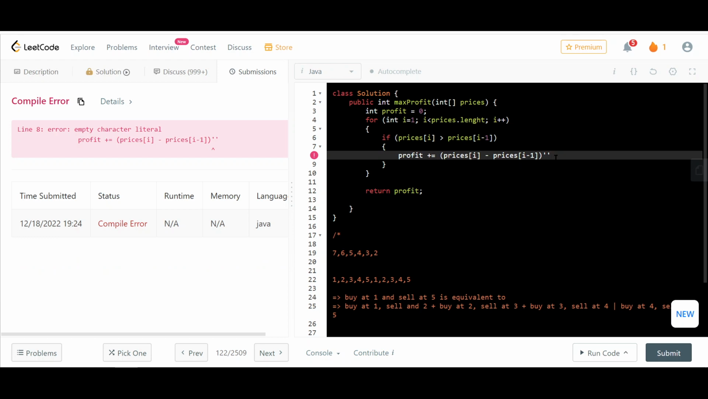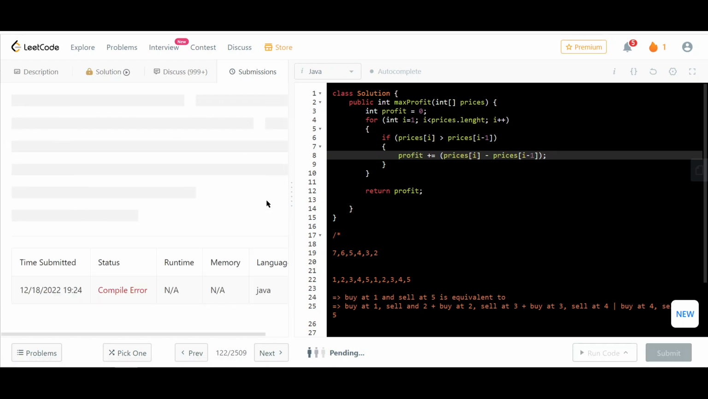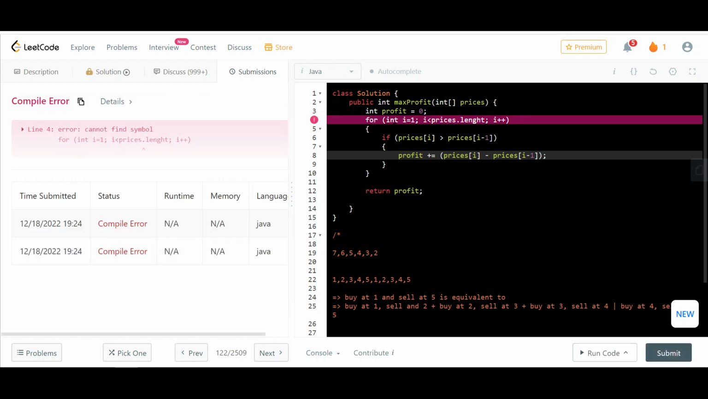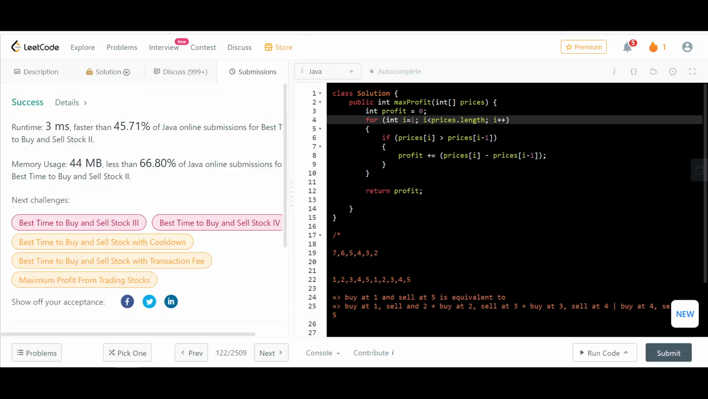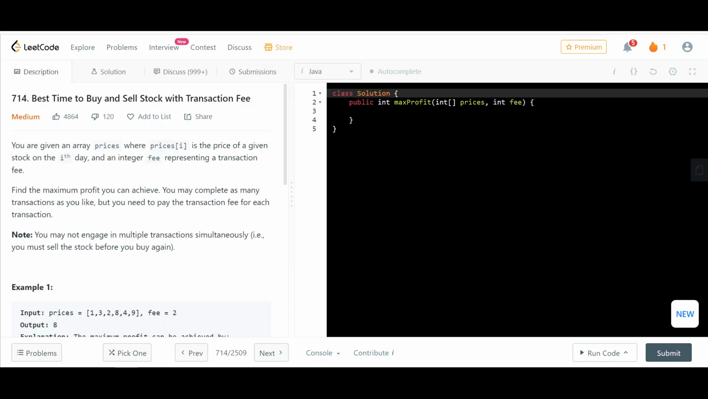Okay, there is a violation error. Okay, some problem, a spelling mistake. And it works. All right, let's move on to the next problem.